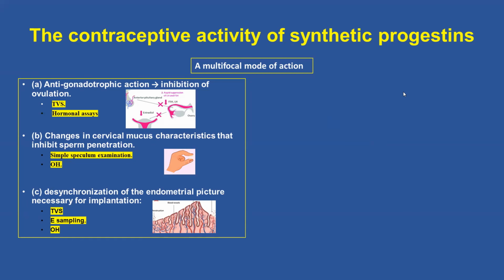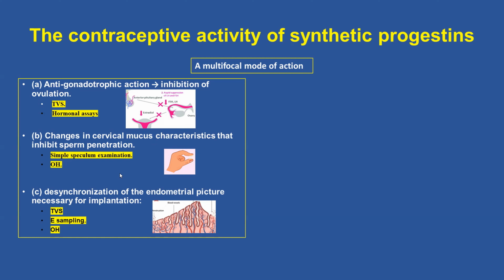Now, the contraceptive activity of these synthetic progestogens actually is variable according to the type, according to the dose, and according to the duration of use. But generally speaking, they may have anti-gonadotropic action, which is causing inhibition of ovulation, and this can be detected by transvaginal sonography and hormonal assay, change in the cervical mucus, particularly POP, and this can be detected by simple speculum examination or hysteroscopy, and decidualization of the endometrial picture necessary for implantation, which also can be detected by transvaginal sonography, endometrial sampling, or hysteroscopy.